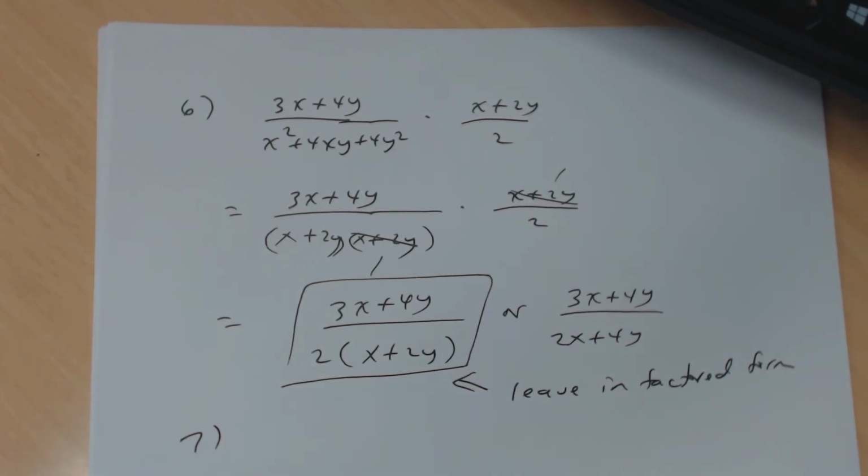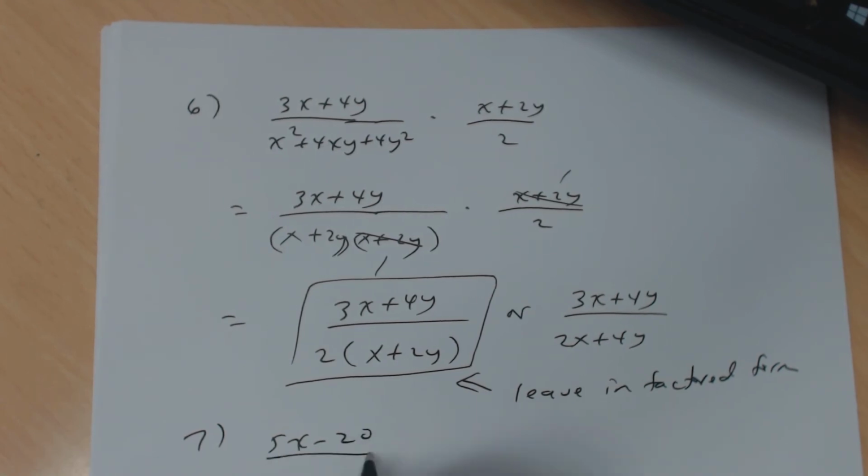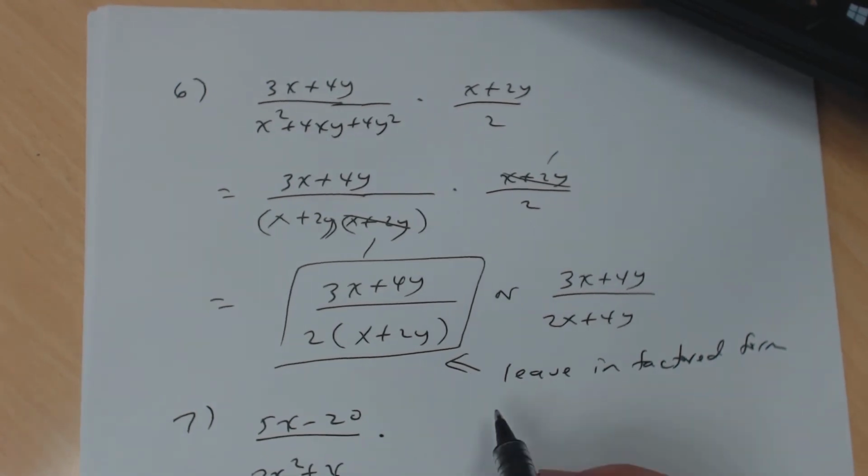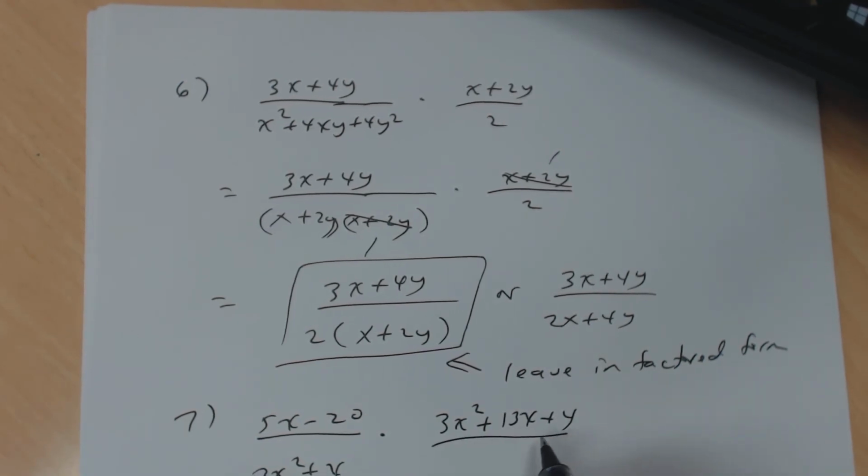Okay. All right, number 7. Suppose we had, let's see. All right, suppose we had this. Suppose we had 5x minus 20 divided by 3x squared plus x, times 3x squared plus 13x plus 4 divided by x squared minus 16.